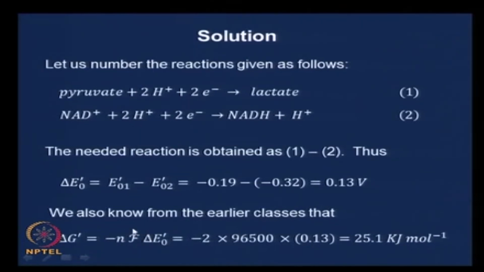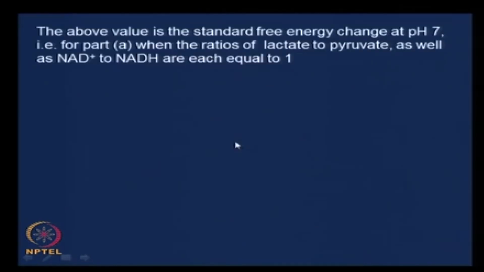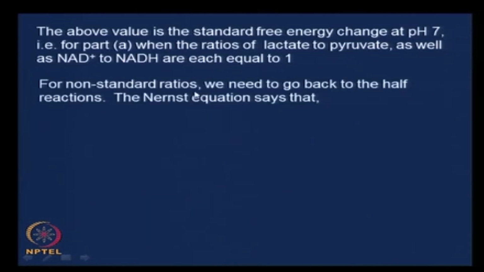Recall that Faraday's constant is essentially a conversion factor between energy units, in normal energy kilojoules, and electrical energy units. Now the above value is the standard free energy change at pH 7, that is for part A, when the ratios of lactate to pyruvate as well as NAD plus to NADH are equal to 1. Why is that? To appreciate this, the second ratio is given. For non-standard ratios we need to go back to the half reactions itself.